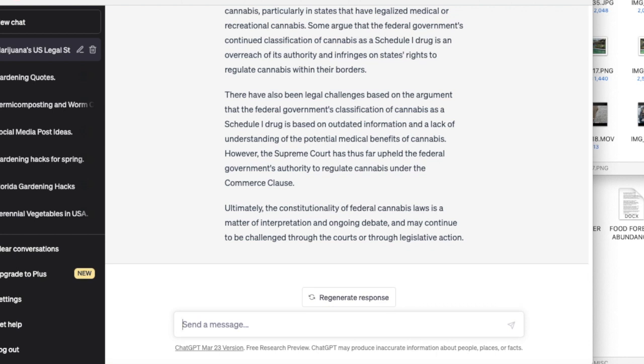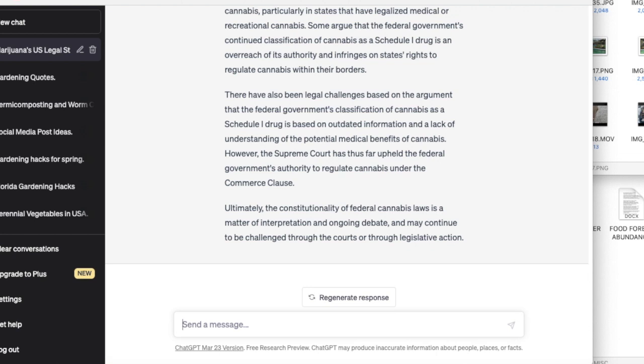Some argue that the federal government's continued classification of cannabis as a Schedule I drug is an overreach of its authority and infringes on states' rights. There have also been legal challenges based on the argument that the federal government's classification of cannabis as a Schedule I drug is based on outdated information and a lack of understanding of the potential medical benefits of cannabis. However, the Supreme Court has thus far upheld the federal government's authority to regulate cannabis under the Commerce Clause. Ultimately, the constitutionality of federal cannabis laws is a matter of interpretation and ongoing debate and may continue to be challenged through the courts or through legislative action.